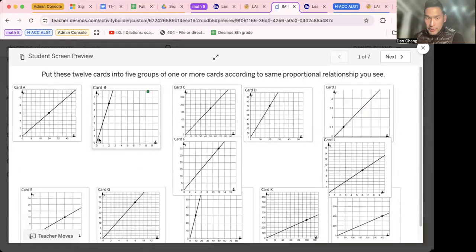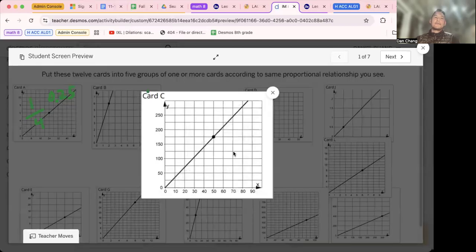Now, as you can imagine, your goal is to put 12 cards into 5 groups. You need to find another card that has a slope of 1/4 or 0.25. You can use your calculator if you want to actually do the division of the fractions. Now, I'm going to jump to another card, card C. Let me do another example.